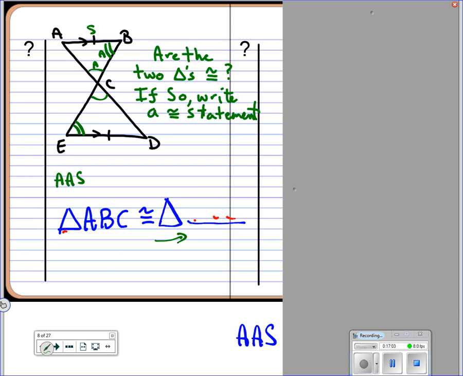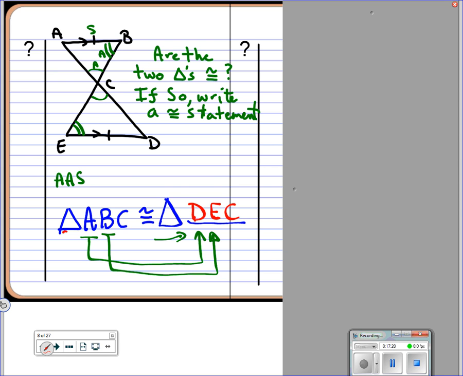I want you to put me on pause and see if you can think through which angle should go with A and stick it in that first spot, and which goes with B and put it in the second spot, okay? And see if you can do that one on your own. Put me on pause. And there you have it, DEC, okay?